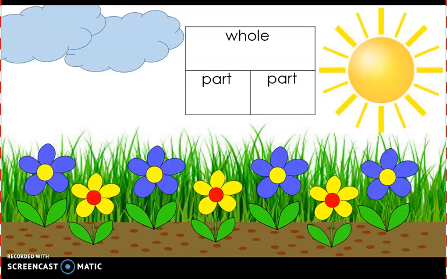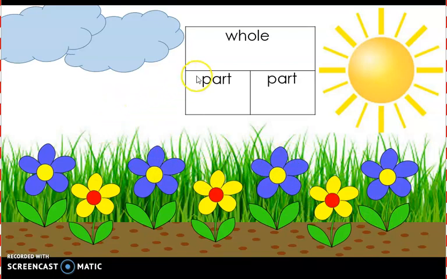So if you look at this picture, it's a picture of my flower garden. Isn't it lovely? And my whole garden here has lots of flowers in it, doesn't it? This is my whole garden. But if I look at the different parts of my garden, I see that I have some of these purple flowers, or some might call it a deep blue. And I have some yellow flowers. All together, they make up my whole garden.